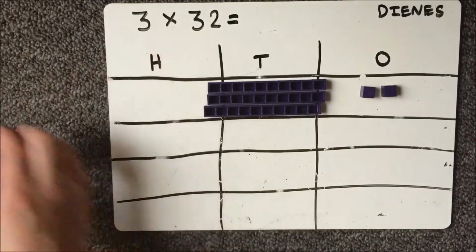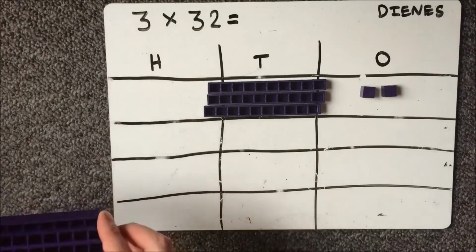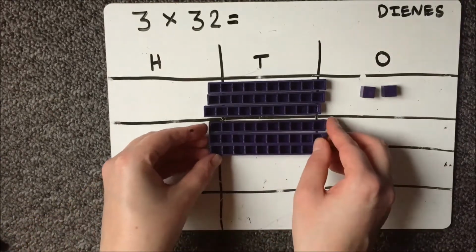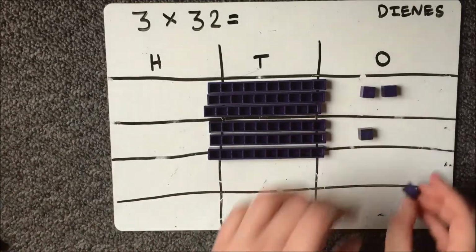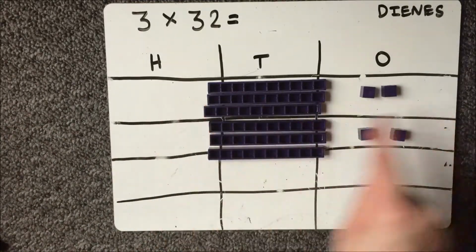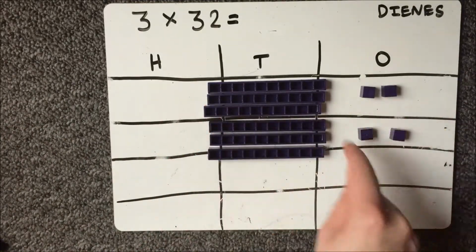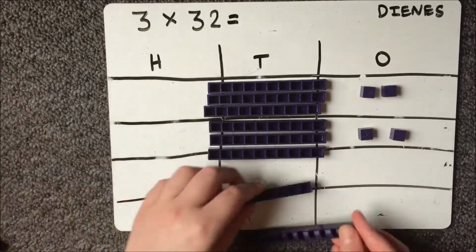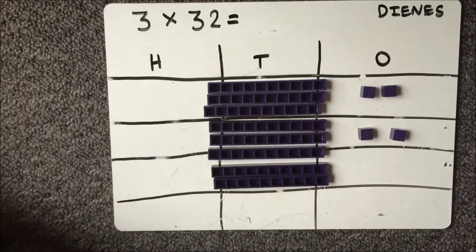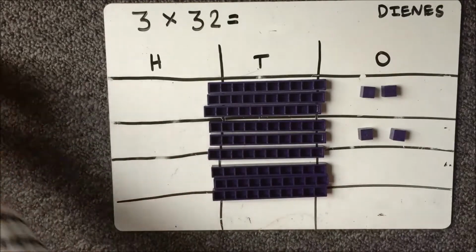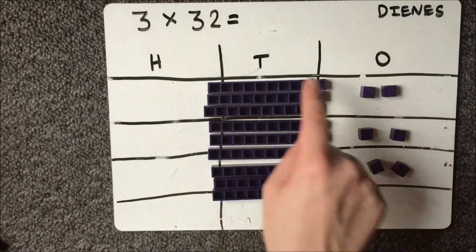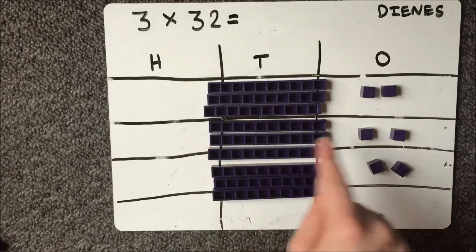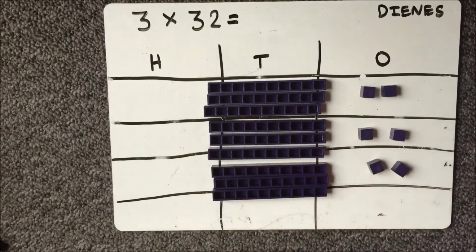I need 3 groups. So I'm going to do the same thing again underneath. This is my second group. 10, 20, 30. Switch, 31, 32. That's 2 groups of 32. One more group, 10, 20, 30, switch, 31, 32. So I've got 1 group of 32, 2 groups of 32, 3 groups of 32.